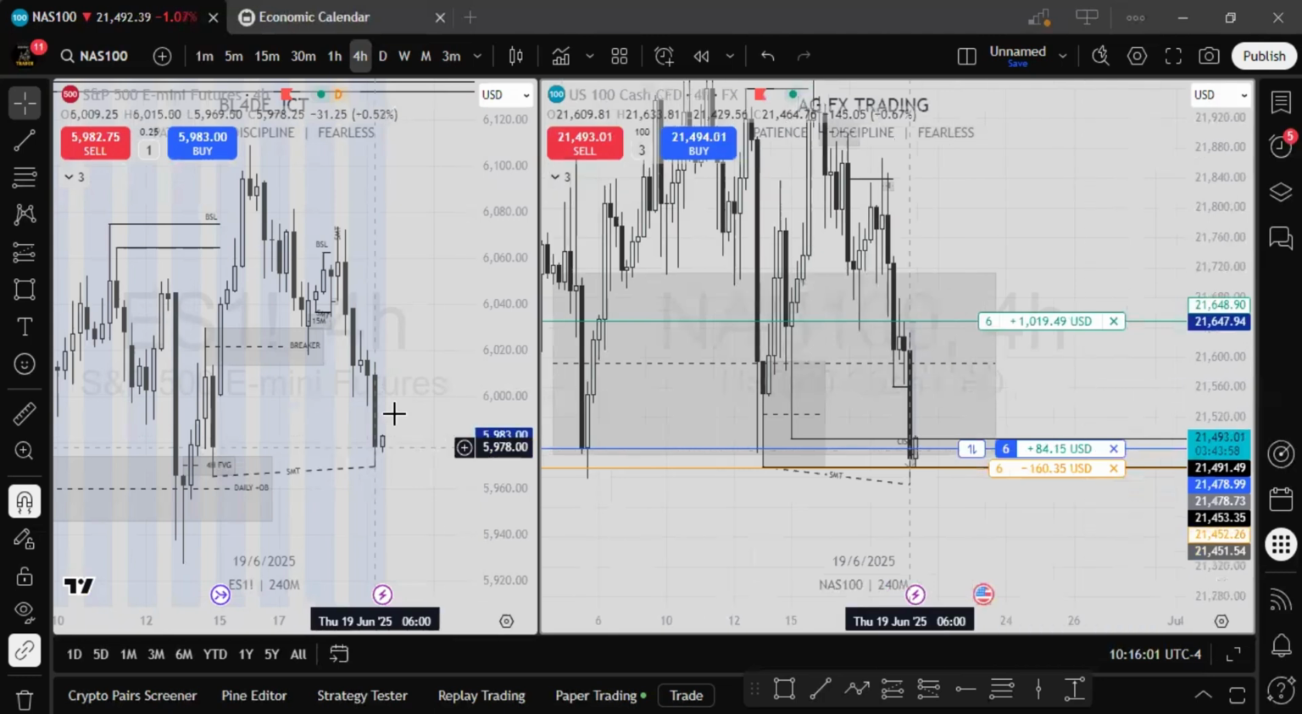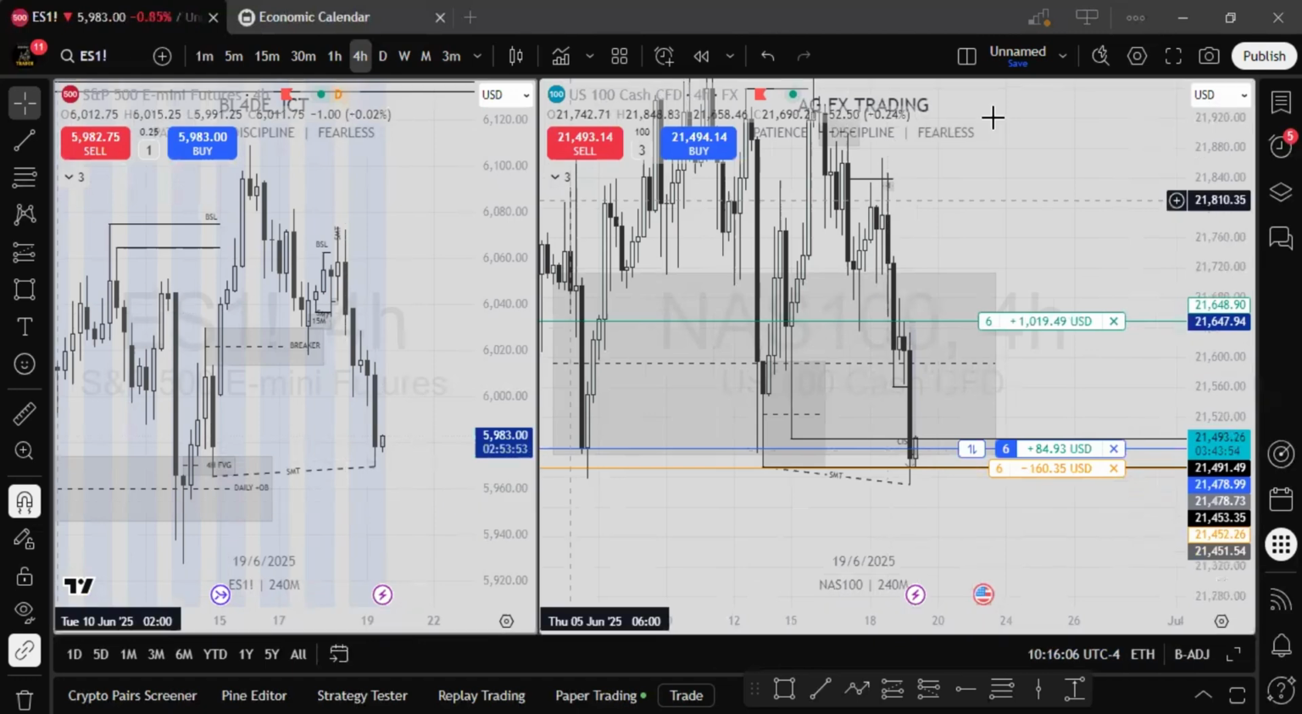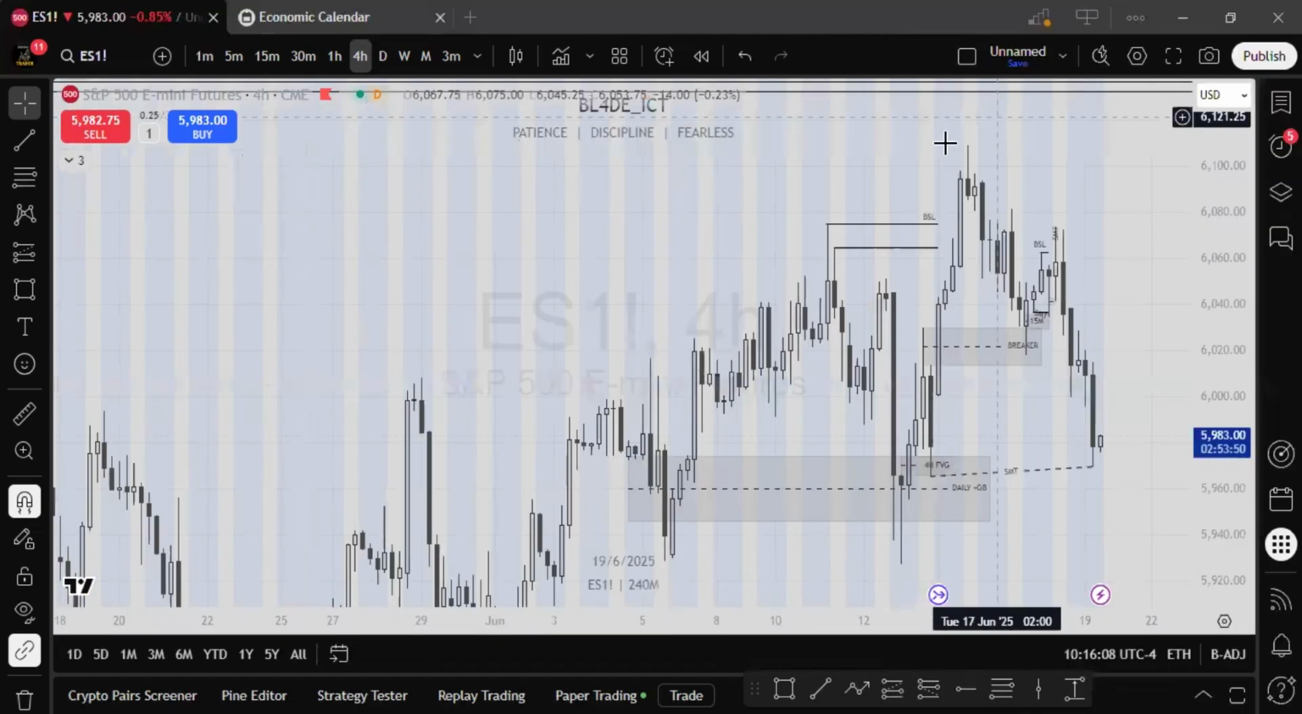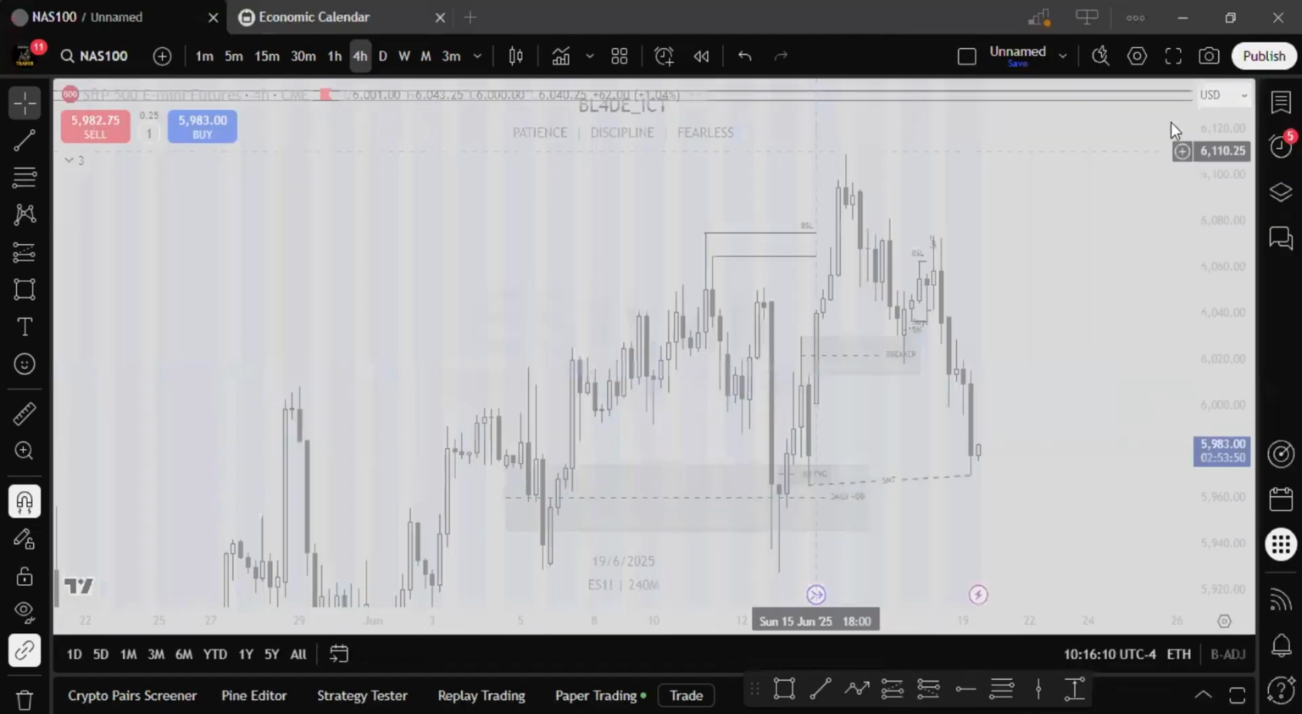And we can clearly see that ES is aligning with that. So let's just look at Nasdaq.